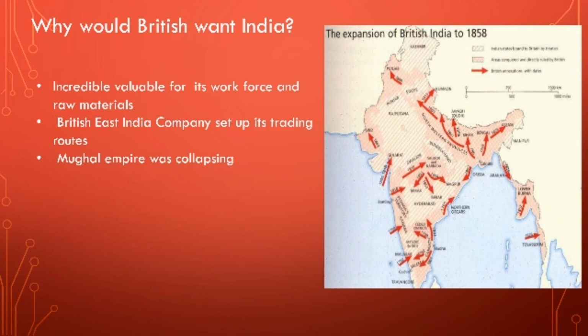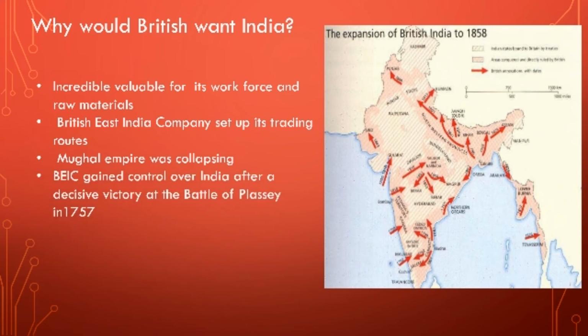The Mughal Empire was collapsing. Another reason is that the Mughals were fighting with each other, so the British took advantage and came and started ruling over India. The British East India Company gained control over India after a decisive victory at the Battle of Plassey in 1757.